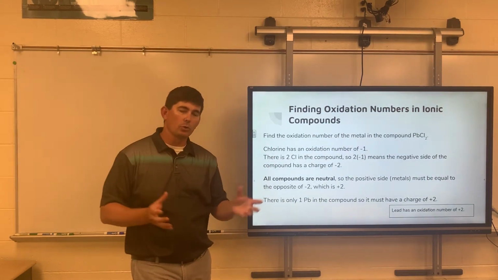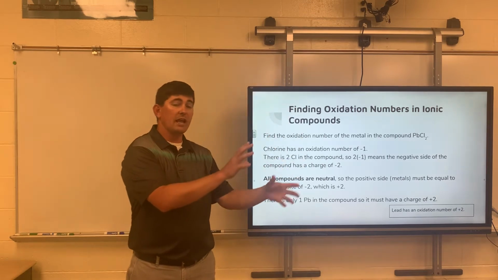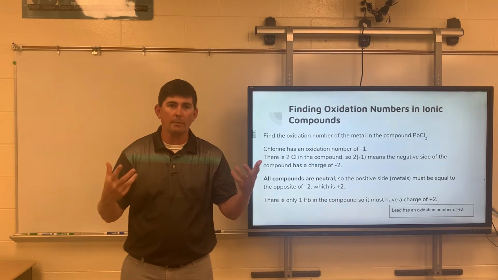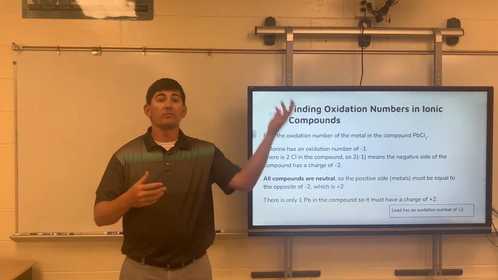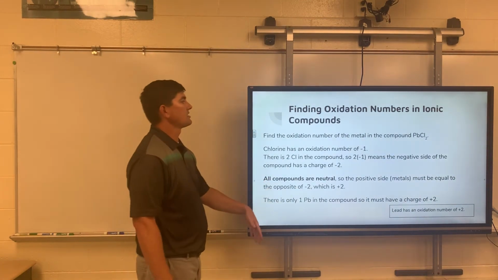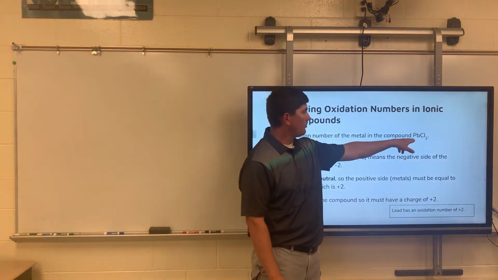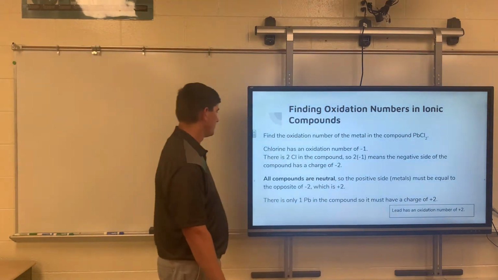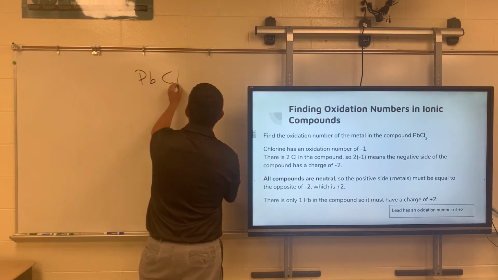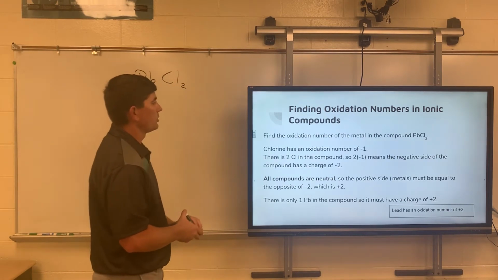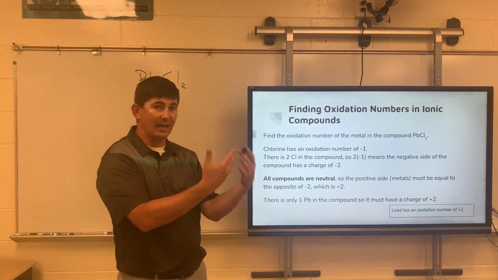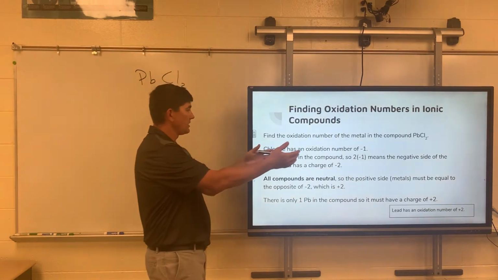Because we're dealing with a neutral compound, whatever the charge of the negative side is, the charge of the positive side has to be equal but opposite. If the negative side is -8, the positive side would have to be +8, and so on. Okay? So looking at this example here of lead chloride, PbCl2. I'll write it on the board here as well. The first thing we're going to do is always start with the nonmetal, because the nonmetal is an oxidation that I can know. It's not changing. Chlorine's always a -1.